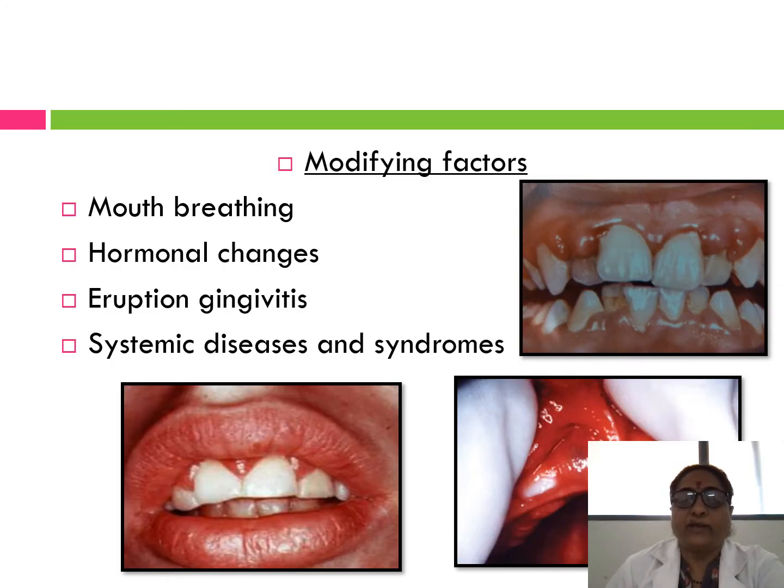Coming to the modifying factors which cause gingival disease to happen: mouth breathing, hormonal changes, eruption disturbances, and systemic diseases and syndromes. Now let us see what exactly mouth breathing is. Mouth breathers will have a mild marginal gingivitis which usually can be rectified or treated if it is in the early stages. Hormonal changes also cause gingival bleeding. Eruption gingivitis is something seen whenever there is a hormonal imbalance. Systemic diseases and syndromes also cause gingival issues.